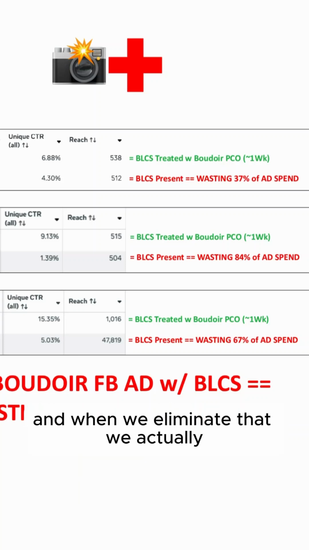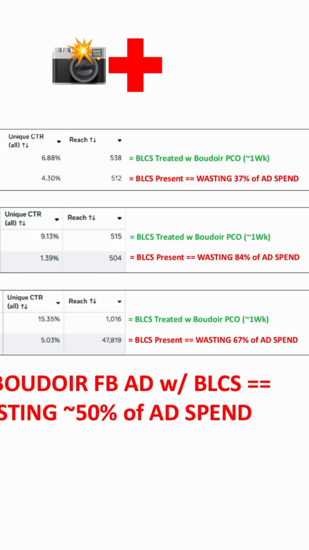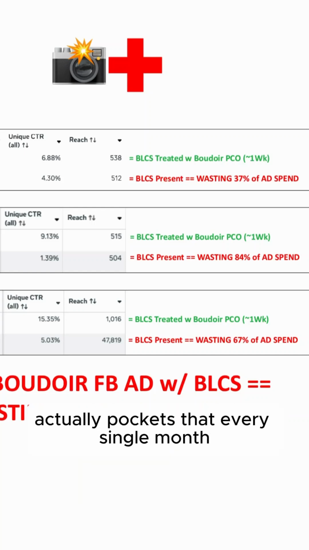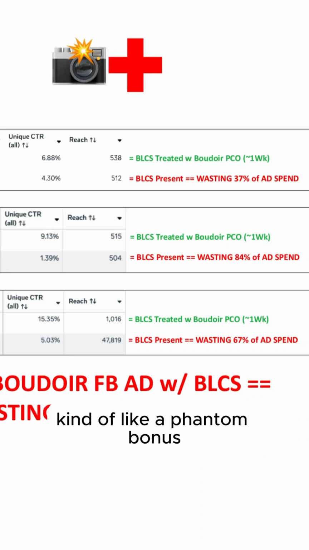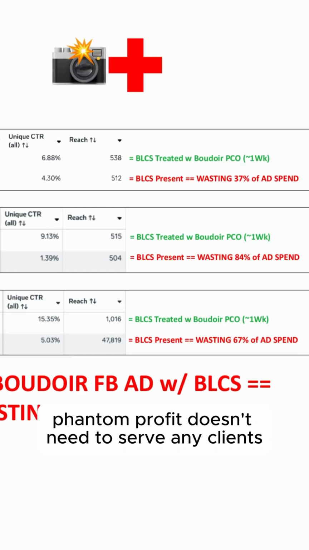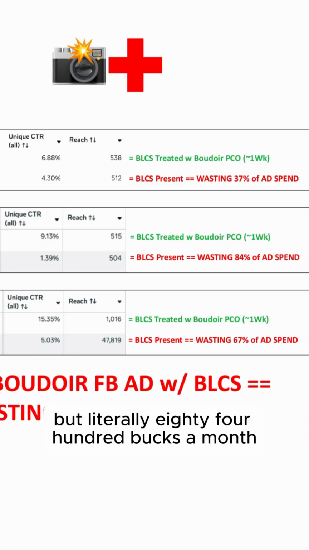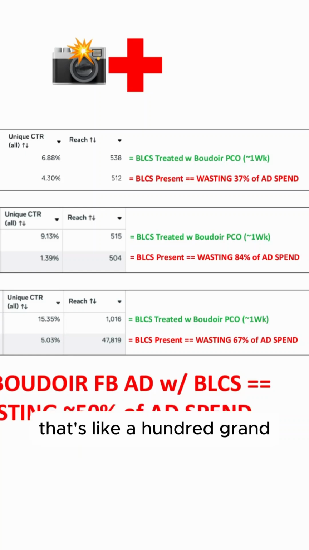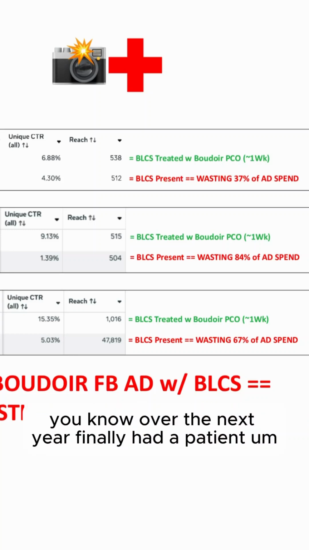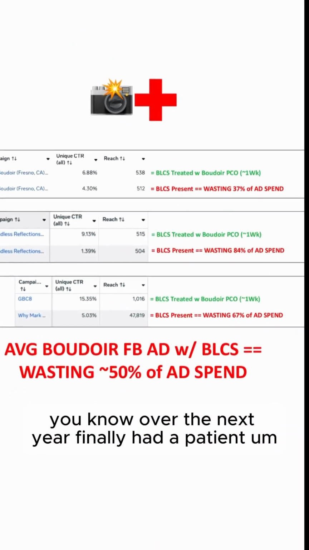And when we eliminate that, the business owner actually pockets that every single month, kind of like a phantom bonus, phantom profit, doesn't need to serve any clients, but literally $8,400 a month. That's like 100 grand over the next year. Finally had a patient.